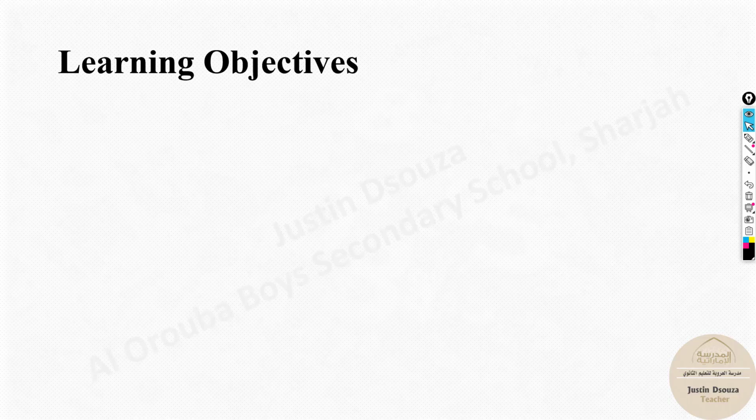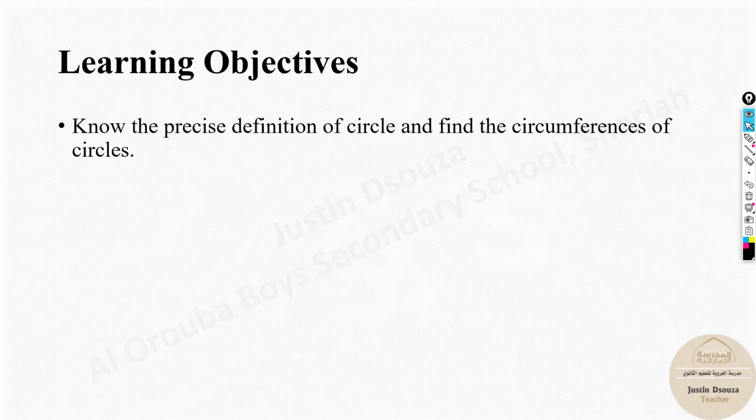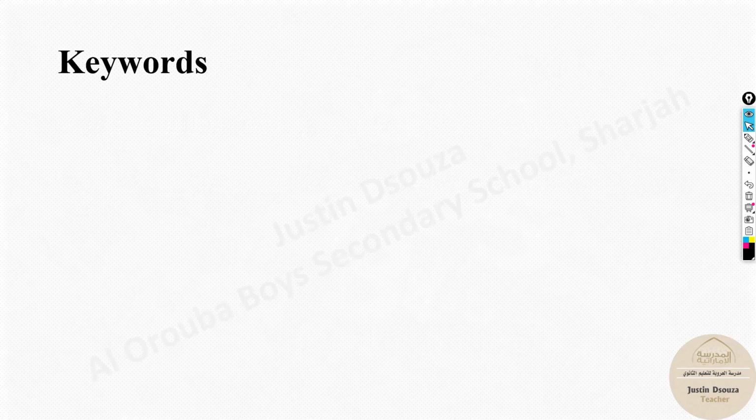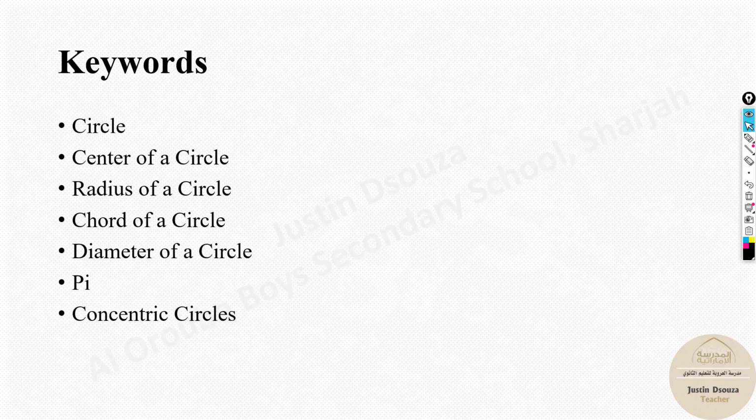The learning objectives of this lesson are to know the precise definition of a circle and find the circumferences of circles. And then we are to find measures in intersecting circles and the relationship between circles. The keywords of this lesson are circle, center of a circle, radius of a circle, chord of a circle, diameter of a circle, pi, and concentric circles. We will come across all these keywords in this particular video.